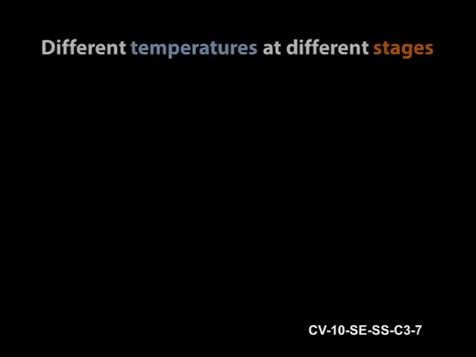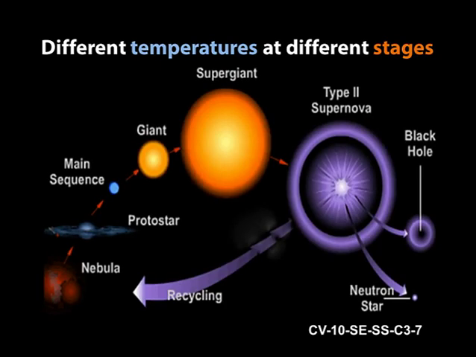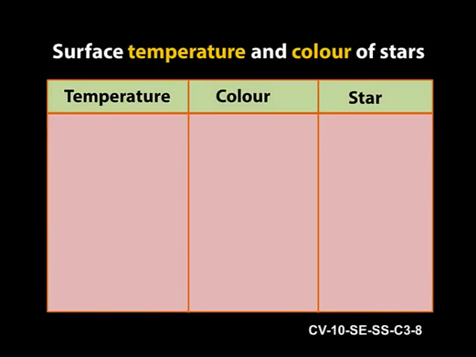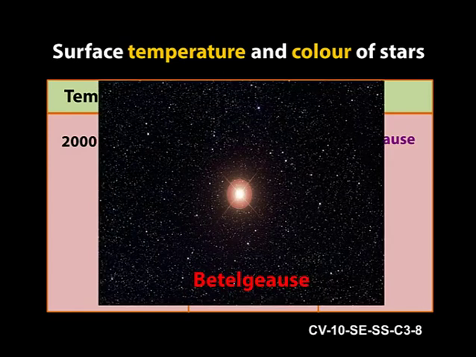Likewise, we know that the stars are also at different temperatures at different stages of their life cycles. So do stars also have different colors? Definitely, they do. The color of stars range from blue to red, yellow and orange. A star of surface temperature of about 2000 to 3500 Kelvin appears red. For example, Betelgeuse.